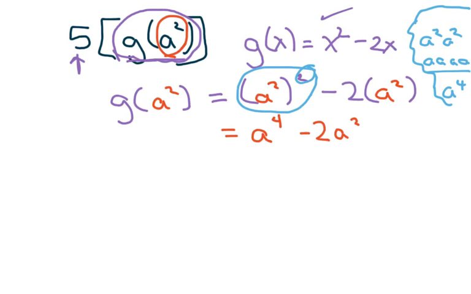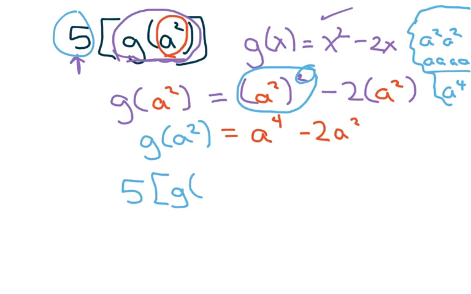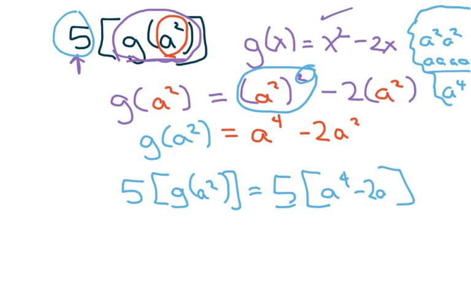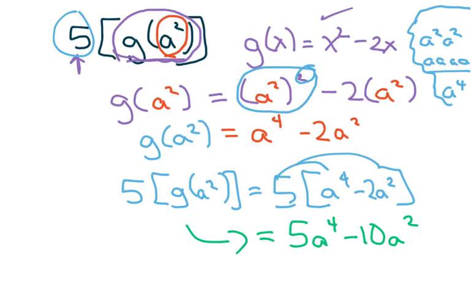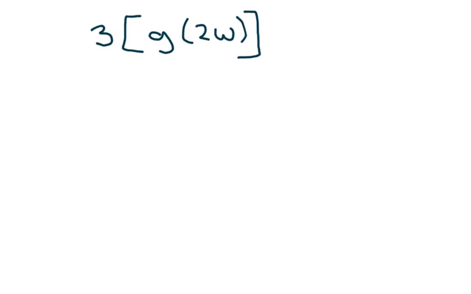Okay. Now, that's g of a squared. Now I have to multiply it through by 5. So 5 times g of a squared, what I put in for x, a squared, equals 5 times what this is, a to the 4th minus 2a squared. And all I'm going to do is distribute. My final answer is going to be 5a to the 4th minus 10a squared. And that's your answer. And do I have any more? Oh, I have one more.